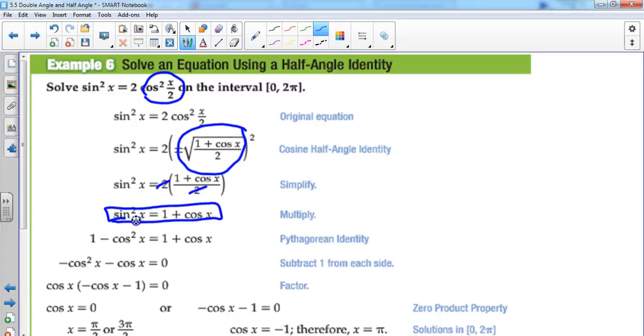Well, there isn't a trade for plain old cosine, but there is for sine squared. It became 1 minus cosine squared, a Pythagorean identity. Then they moved it all to one side, factored out the cosine, and solved.